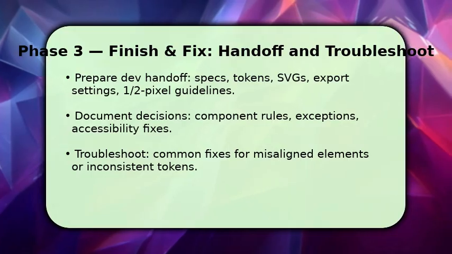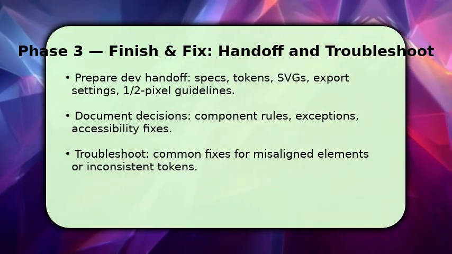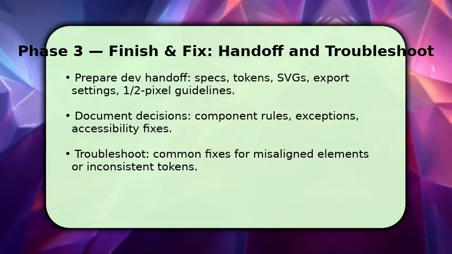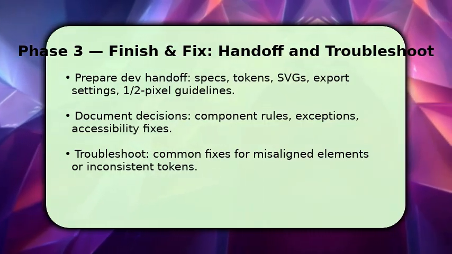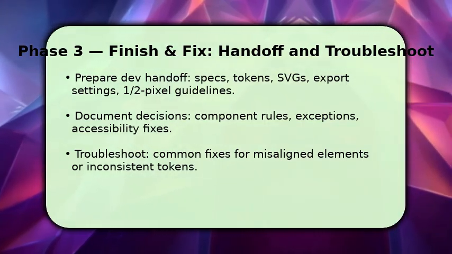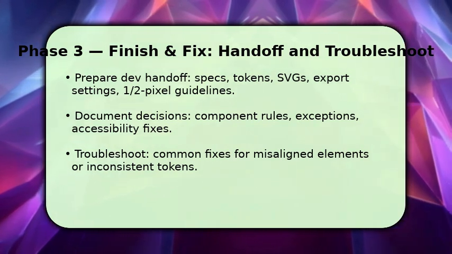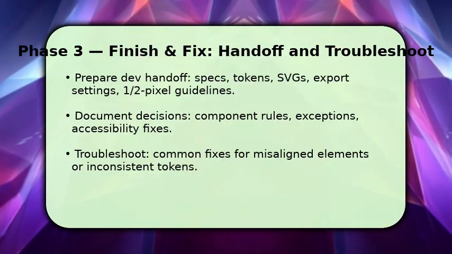If something goes wrong, isolate the problem. Check token mismatches, spacing values, or export settings first. Make sure to ask the AI for a concise bug fix prompt that targets the exact component. This speeds corrections. Finally, run a quick smoke test and confirm behavior across platforms before sign off.